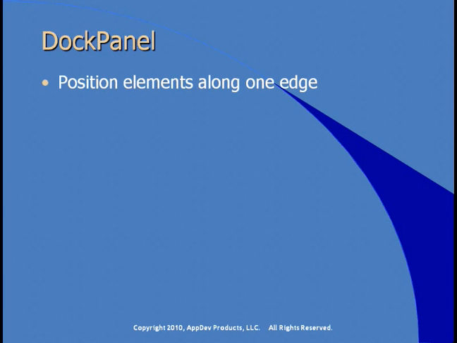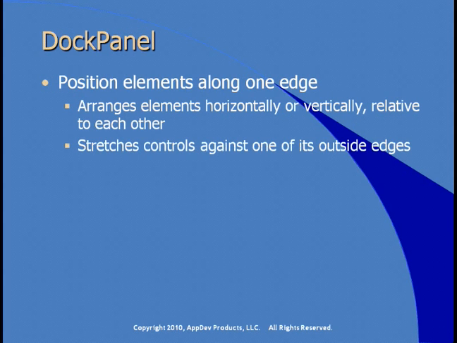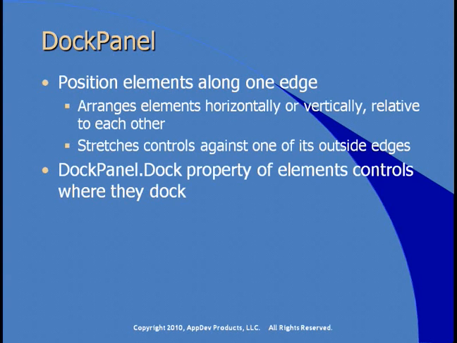You can use the dock panel element to position elements along one edge of the window. Left, top, right, bottom, of course. And it will then arrange the elements horizontally or vertically relative to each other and stretch the controls so that they're always against one of its outside edges. By default, elements are docked to the left, but you can control this by using the dockPanel.dock property. And you would set that on each element to control where it docks.